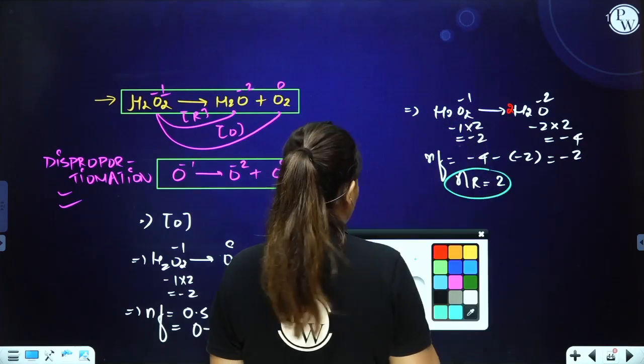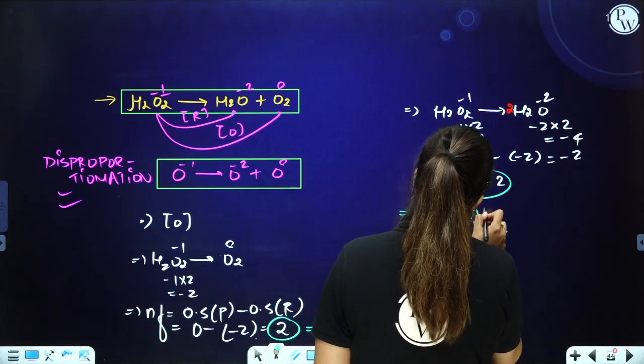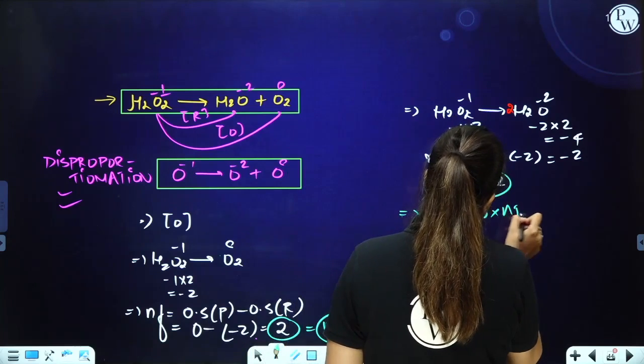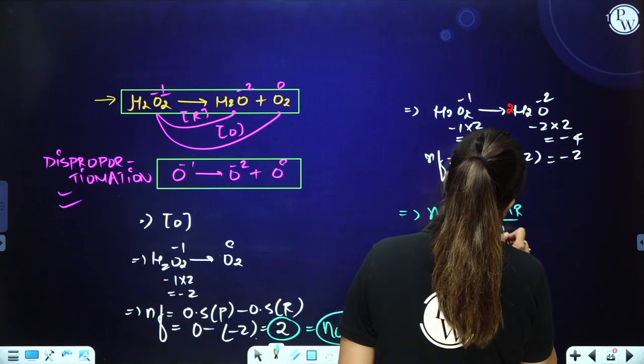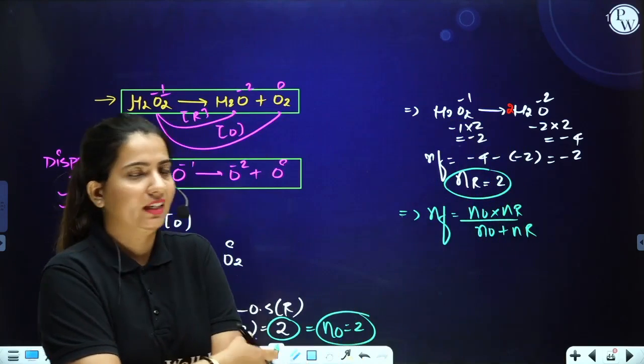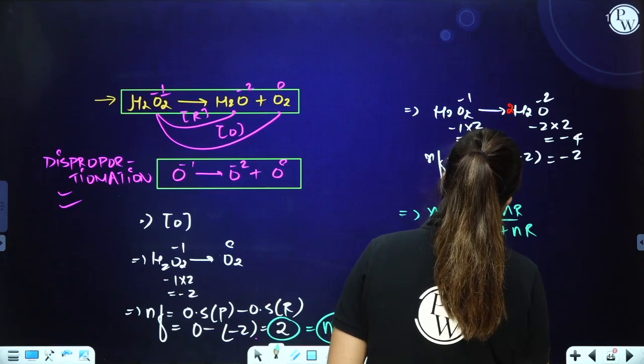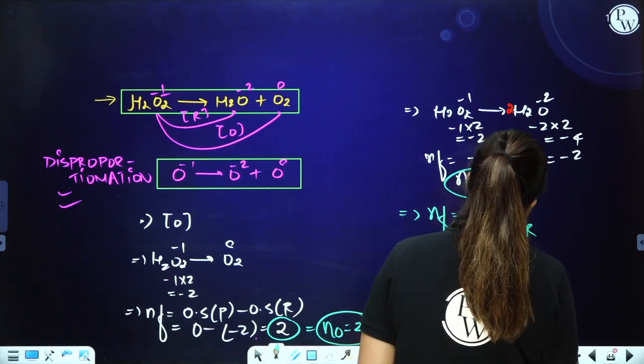So overall, how do you calculate the N factor? N factor will be NO into NR upon NO plus NR. This will be the formula for the calculation of the N factor. Okay. So 2 into 2 divided by 2 plus 2, it is coming out to be 1.